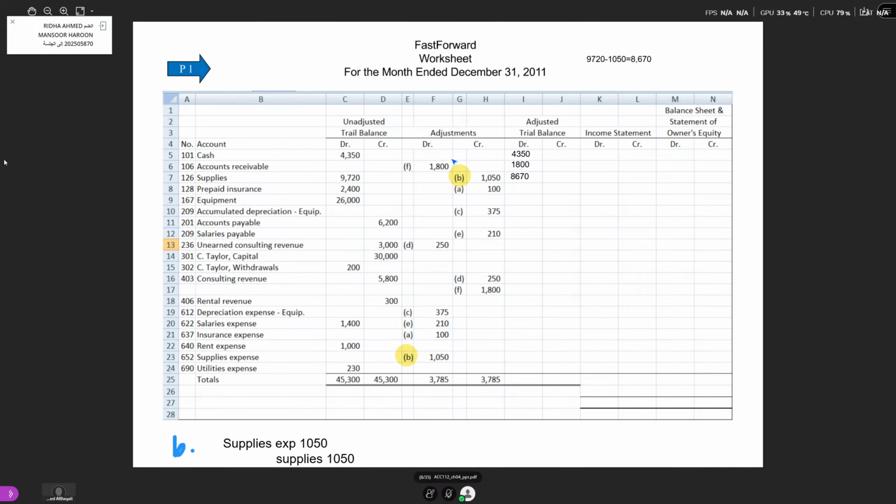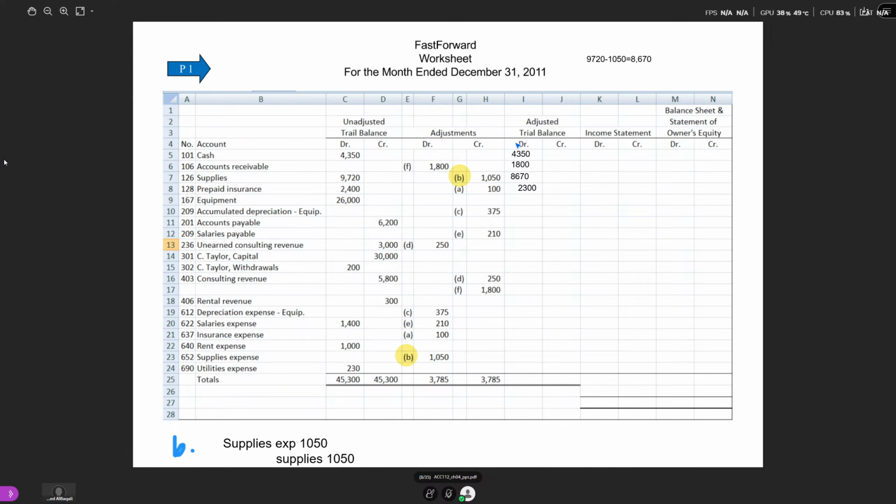And you need to continue doing the same for all other accounts. I'll be doing some more examples before I continue. Prepaid insurance, before adjustments, it was 2,400. Then it was credited by 100. If you credit prepaid insurance, which is an asset, it will decrease. So 2,400 minus 100, this means that now the accurate balance in the adjusted trial balance should be 2,300. And you should just continue doing the same for all other accounts.